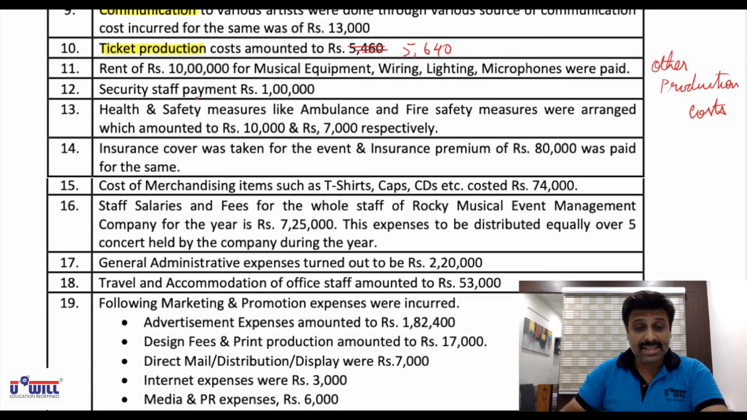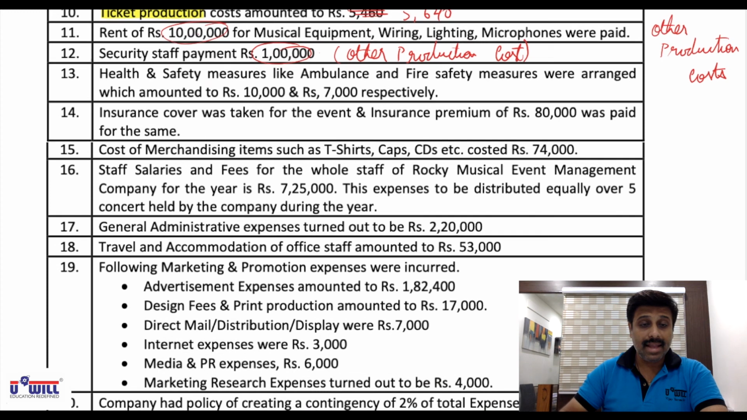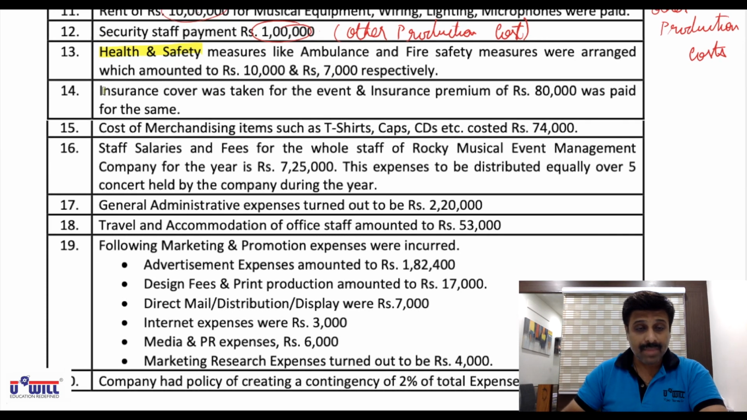Then security staff payment will also come in other production cost. Okay, in other production cost itself, you will have security staff payments also. So 1 lakh plus this 10,000, 10 lakhs, 11 lakhs. These both will come in other production costs. Health and safety measures like ambulance and fire safety measures were arranged, which amounted to 10 and 7. So 17,000 for health and safety.